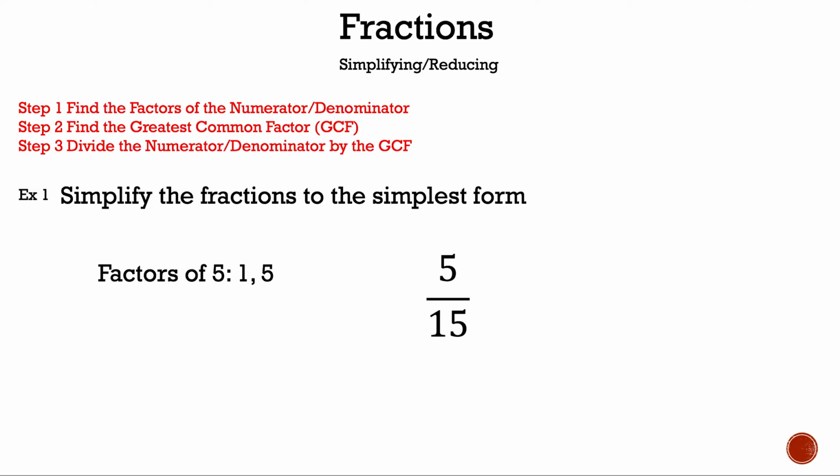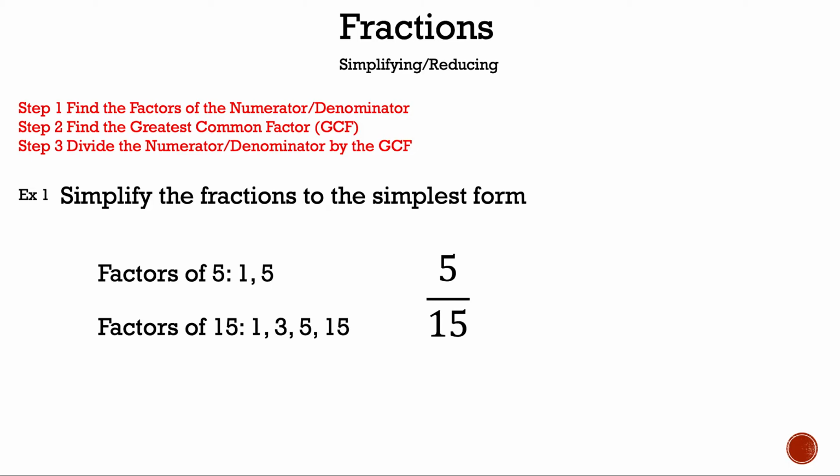Now let's take a look at factors of 15. And once again, the easiest ones to start are 1 and the number itself, which is 15. And you want to leave a space in between because more often than not, there will be factors in the middle. And in this case, they are 3 and 5 because 3 times 5 is 15.